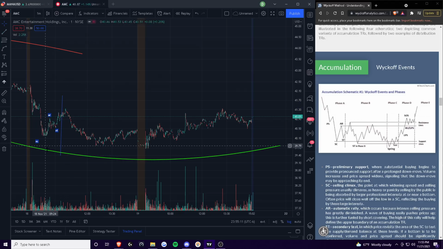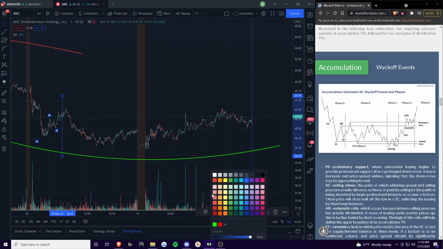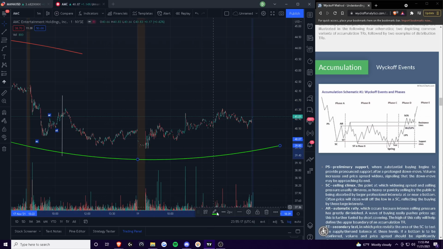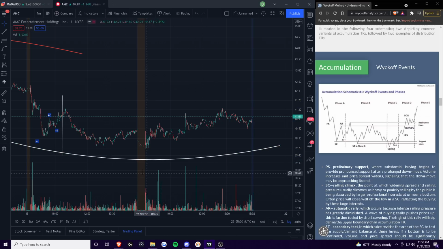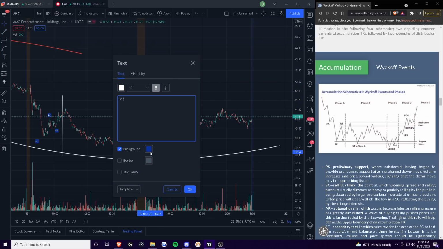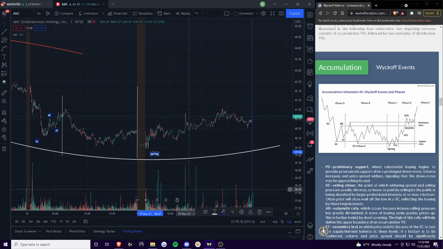Here is your phase A. Let me change the color of this to white. You got too many colors. And then this would be like your phase B sort of section of the accumulation. Then you would have like a spring here, probably. And then test.